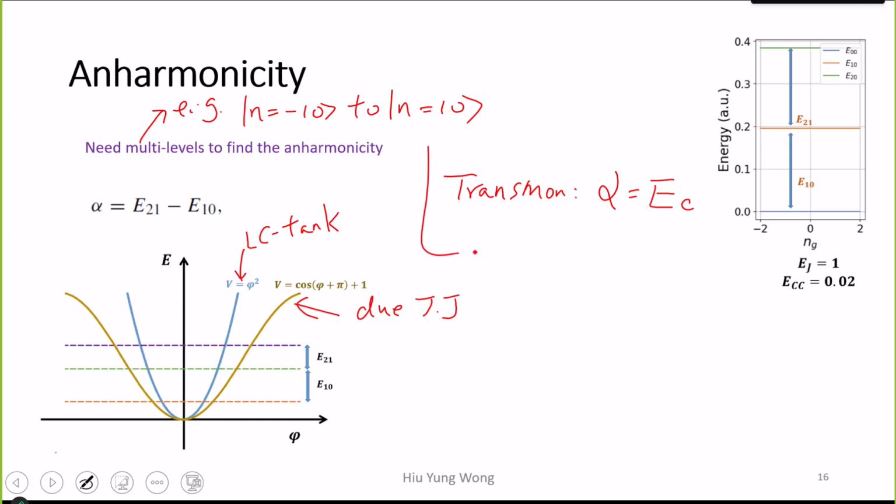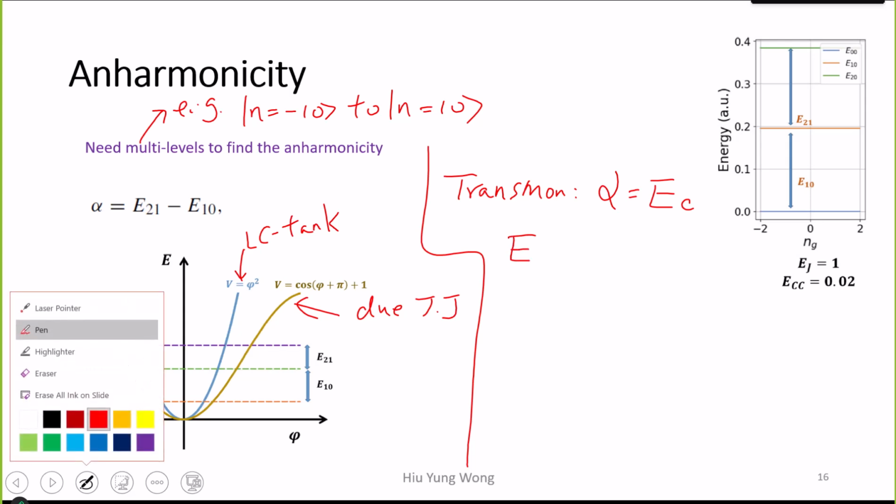Now, we also find that if you increase EC, I should say this, sorry.